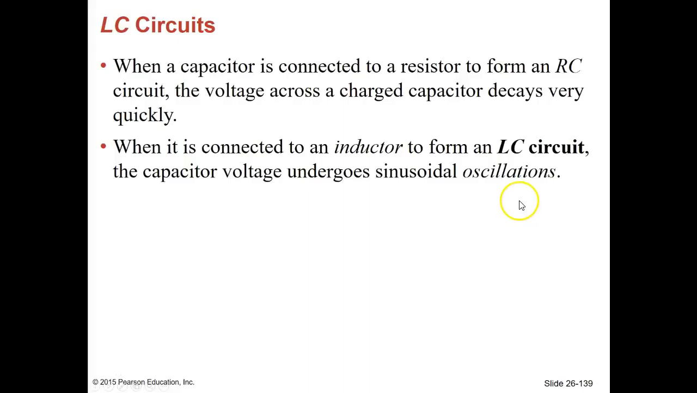Hey, this is Wonder. We're going to look at a couple of different oscillation circuits for AC circuits. The first one's called an LC circuit, and as you can imagine, it is just a capacitor and an inductor.